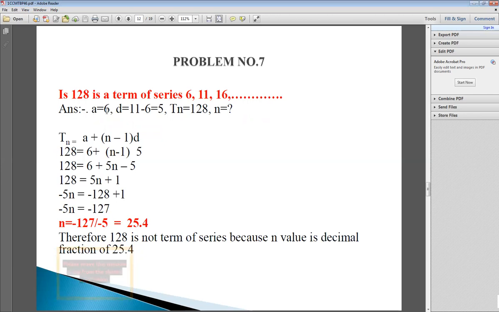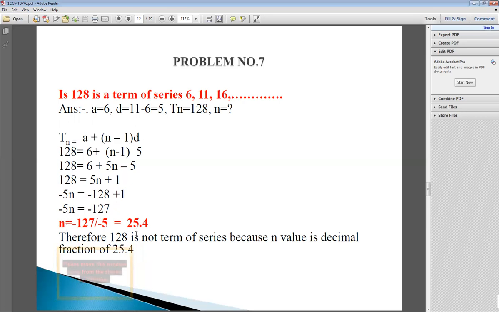The value of a is nothing but 6. Here d equals 11 minus 6, which is 5. The nth term value is 128. n equals how much? Then substitute the values in the formula. 128 equals 6 plus n minus 1 into 5. 128 equals 6 plus 5 into n is 5n, plus into minus is minus, 5 ones are 5. 128 equals 5n, and 6 minus 5 is nothing but plus 1. Minus 5n equals, moving this 128, minus 128 plus 1. Minus 5n equals minus 127.